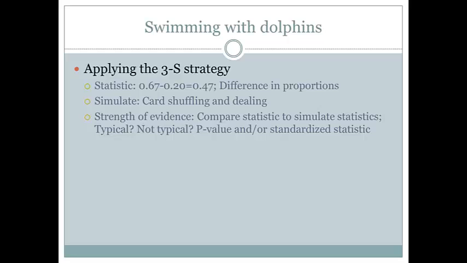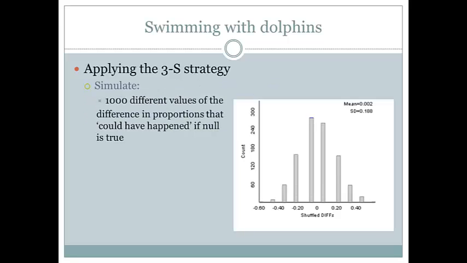We can compute a p-value that way, or we could compute a standardized statistic. Let's see this step by step. The simulation shown here is 1,000 different values of the difference in proportions that could have happened if the null hypothesis is true. You'll notice that this is a bell-shaped curve centered at 0. 0 represents the difference in proportions if the null hypothesis was true. We would expect to see no difference in the proportions.